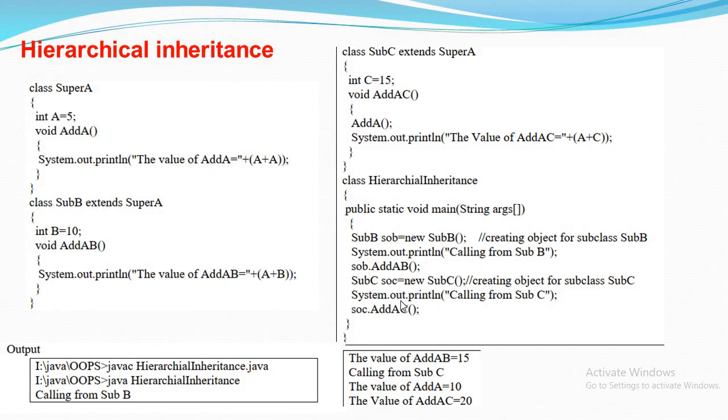We have only one base class and can have a number of derived classes. For example, consider the college. College acts as the one base class. We can have a number of departments like AI&DS, CSE, IT, and mechanical. This is the example for hierarchical inheritance.